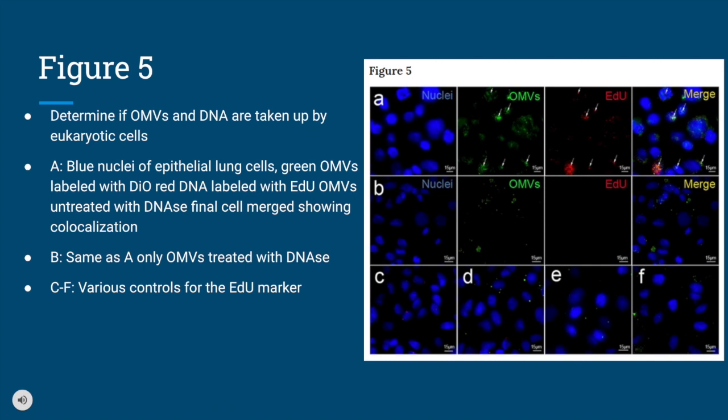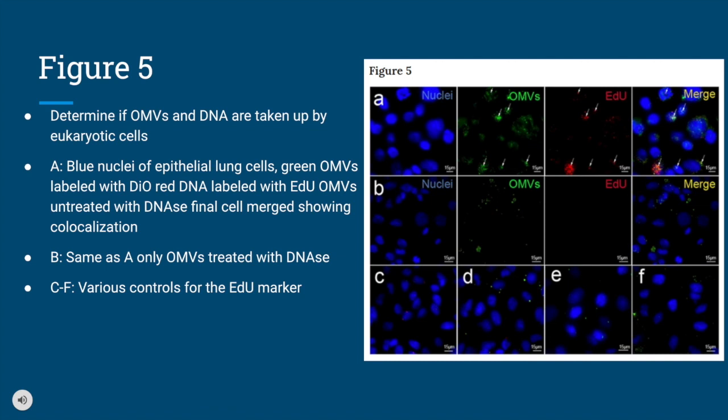The next image shows the bacterial DNA stained red with EDU. The final image is a merged compilation of the other three images, which, as you can see, shows co-localization of the OMV in the eukaryotic cell. Figure B shows the same thing as Figure A. The only difference is the OMVs were first treated with the DNase to remove any exterior bacterial DNA.